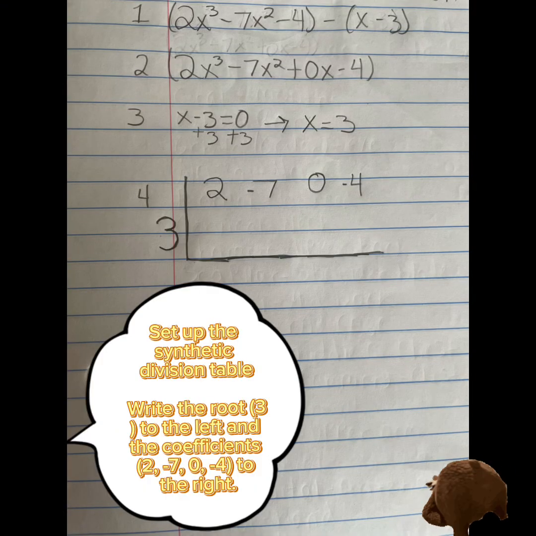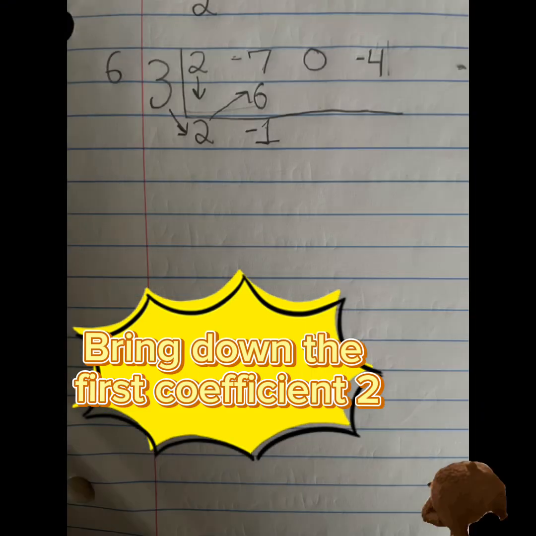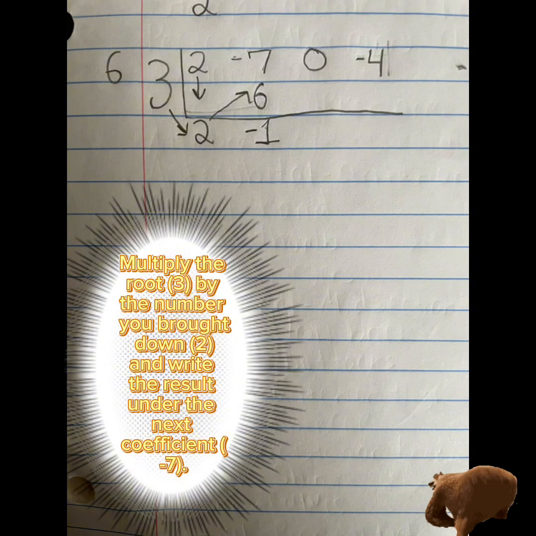Set up the synthetic division table. Write the root 3 to the left and the coefficients 2, -7, 0, -4 to the right. Bring down the first coefficient 2. Multiply the root 3 by the number you brought down, 2, and write the result under the next coefficient, -7.